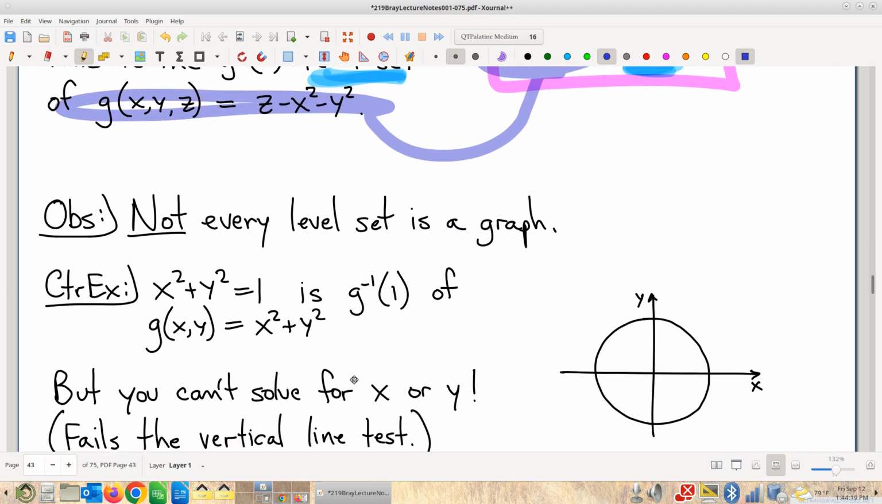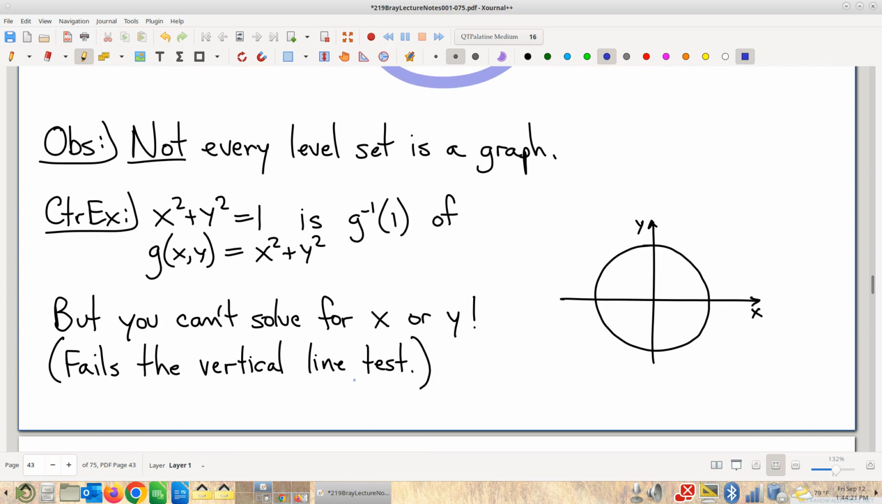Unfortunately, this is a one-way trick. Every graph is a level set, but not the other way around. Not every level set is a graph. Easy counterexample. Here's a level set. I've got something set equal to a constant. Clearly a level set. It's not the graph of anything. If it were a graph, I would be able to represent the entire thing by writing y equals and then having a function. And of course we can't do that.